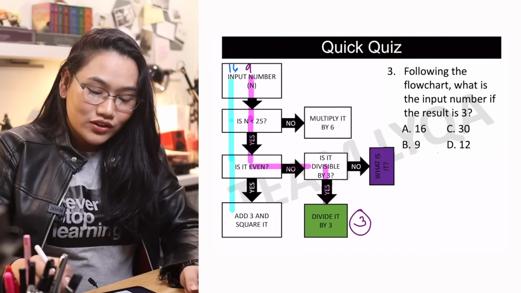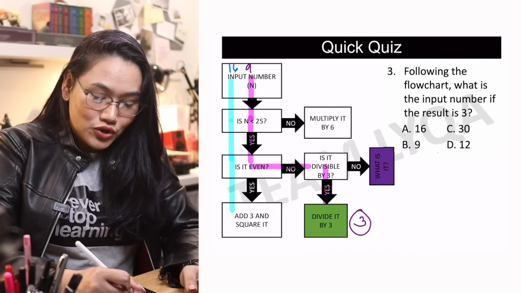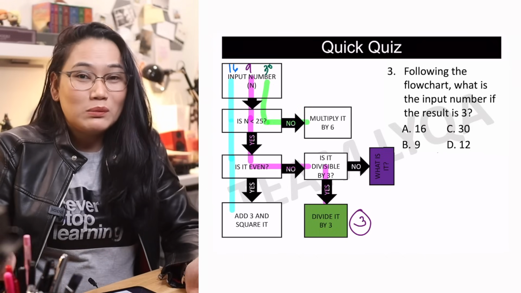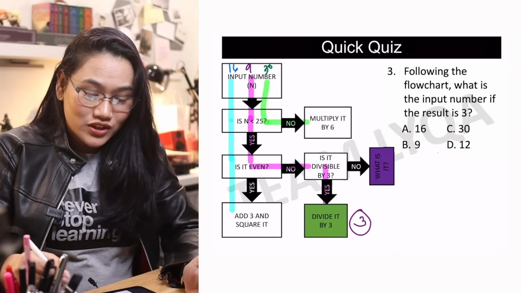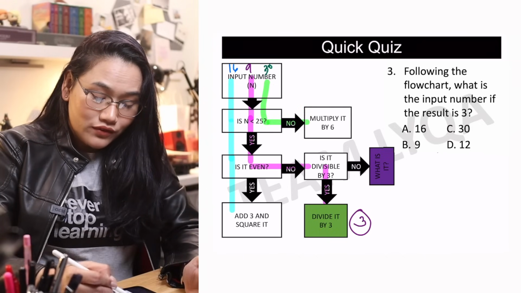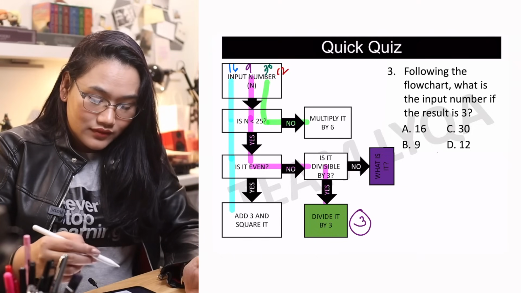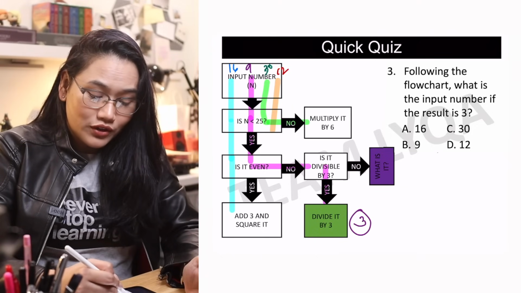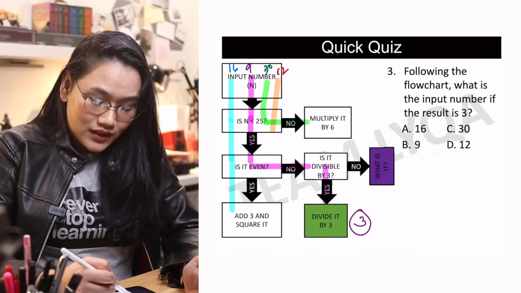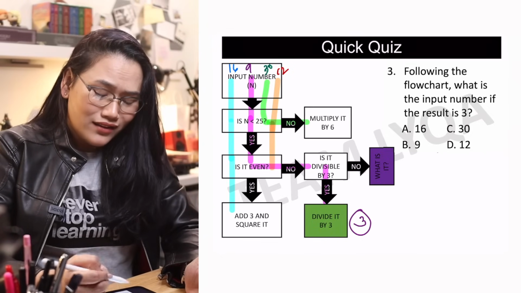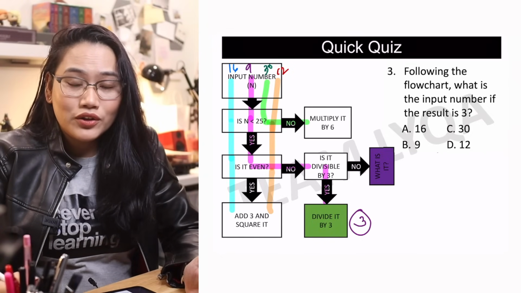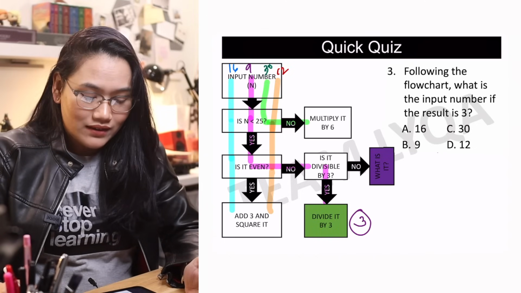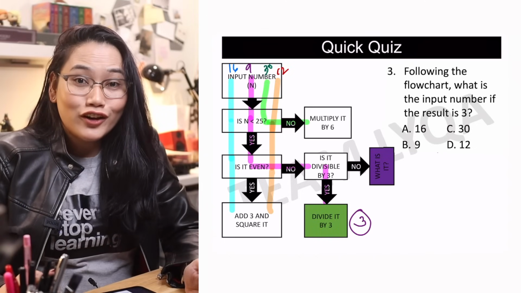Kung gusto mo manigurado, susubukan natin yung isa pang option na 30. Is it smaller than 25? The answer would be no. Multiply it by 6. Mas malaking number pa, so hindi na siya tamang sagot. Kung gusto niyo yung 12, subukan. Pwede rin naman. And if you follow the flow chart, is it smaller than 25? Yes. Is it even? Yes. Add 3 and square it again. Napakalaking number nun. That would be 15 squared. So, hindi rin siya tama. Again, kung may options, trial and error na lang.